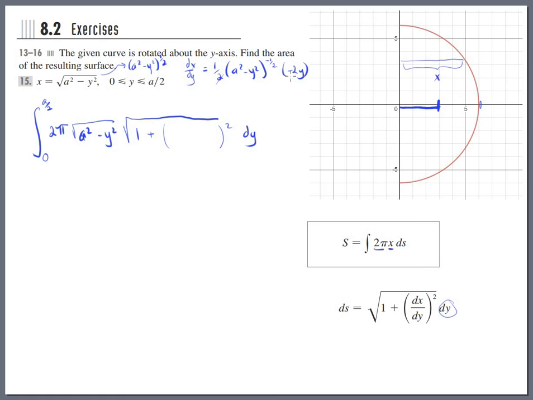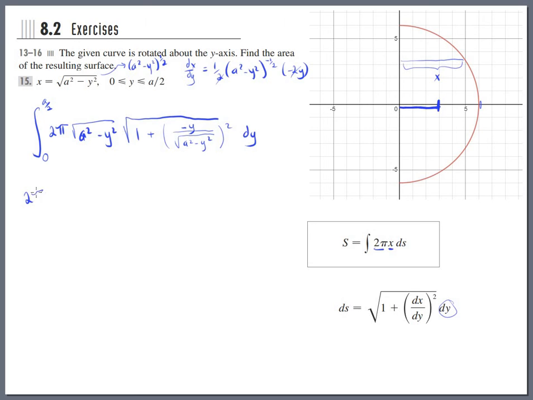There's a 2 there and a 2 there that can cancel. So this thing ends up being negative y over the square root of a squared minus y squared. All right, there's the integral. It's set up. Looks ugly, but it fortunately is going to simplify for us a little bit. Particularly having a squared and some square roots right here will be helpful. So let's see what we can do as far as simplifying this.